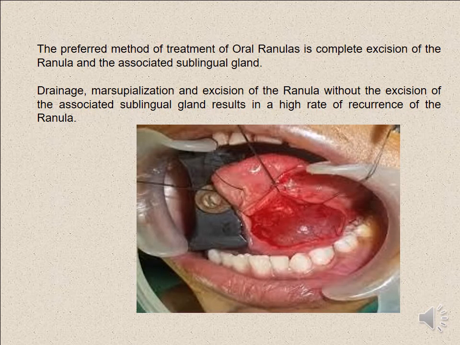The preferred method of treatment of oral ranula is complete excision of the ranula and the associated sublingual gland. Drainage, marginalization, or excision of the ranula without excision of the associated sublingual gland result in a higher rate of recurrence of ranula. If the ranula arises in the sublingual gland, remove it and remove the gland that has the problem.